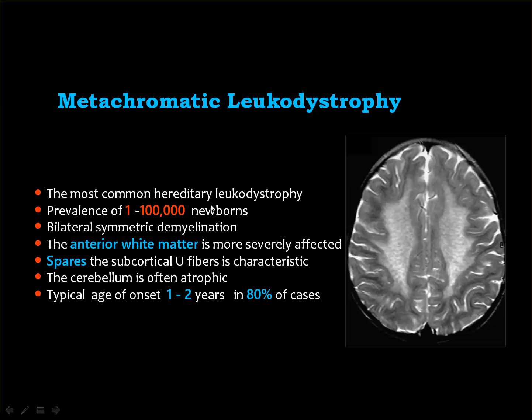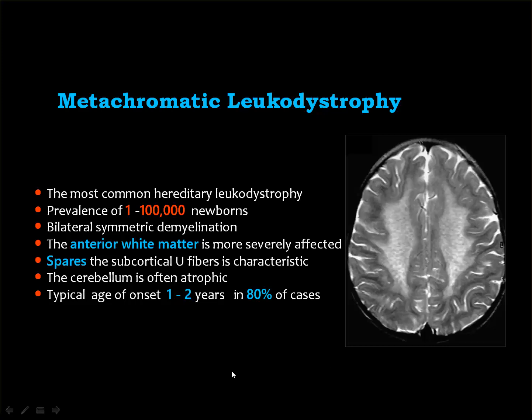Although it is the most common hereditary leukodystrophy, the prevalence is 1 per billion newborns, and it affects the white matter bilateral symmetric. Whether the disease starts anteriorly and then progresses to posterior, or the opposite, is not a prominent feature of this particular disease.